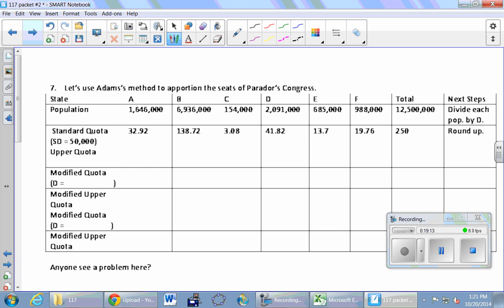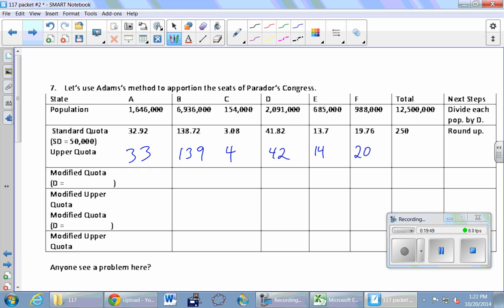Jefferson's idea was to take your standard quotas and round them all down. Adams' idea is to take your standard quotas and round them all up. So let's take these same numbers that we're very familiar with, and we're going to round them all up. 32 becomes 33. 138 becomes 139. Here's the tricky one. 3.08 becomes 4. It's not the traditional rules of rounding that you know and love. It's round everything up regardless of what's left over on the decimal. Next one becomes 42, 14, 20.